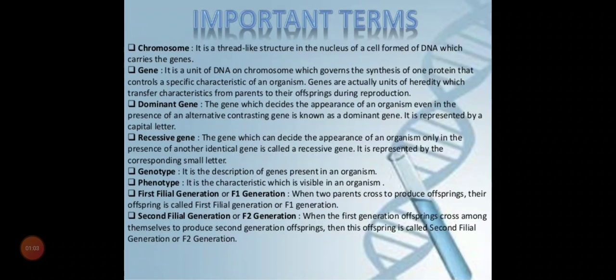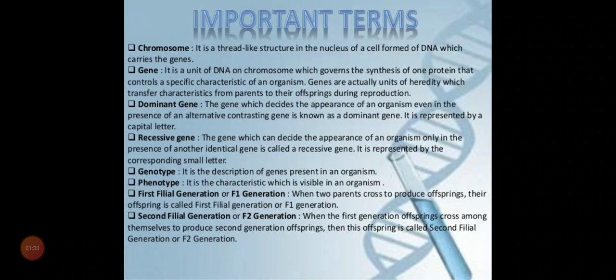Dominant gene, as the name suggests, is the gene which is able to express itself, or the gene which decides the appearance of an organism. For example, we read yesterday that if we have two characteristics, capital T and small t, the gene which is able to express itself... Now if capital T is able to express itself, then it is known as the dominant gene, and if small t is not able to express itself, it is known as the recessive gene, right?